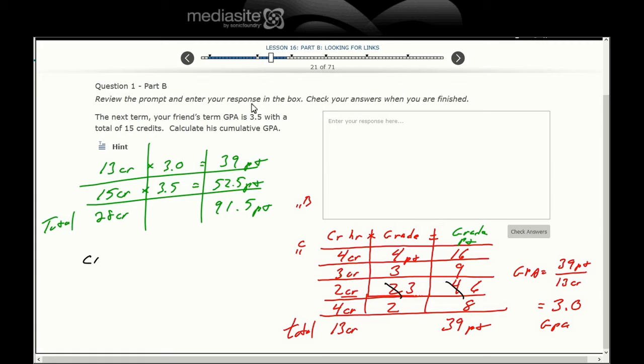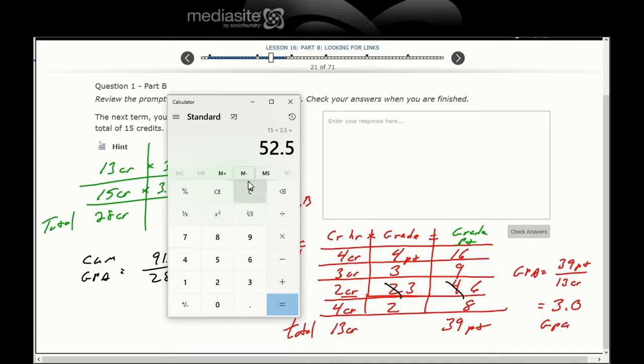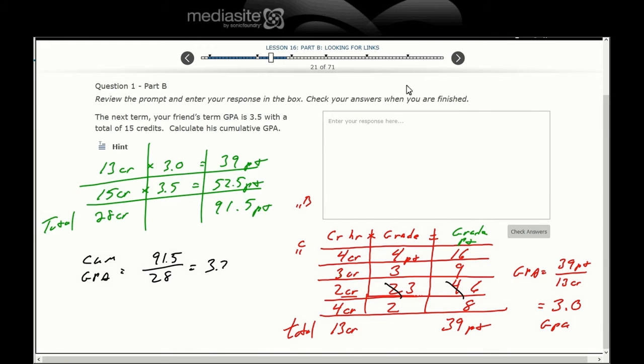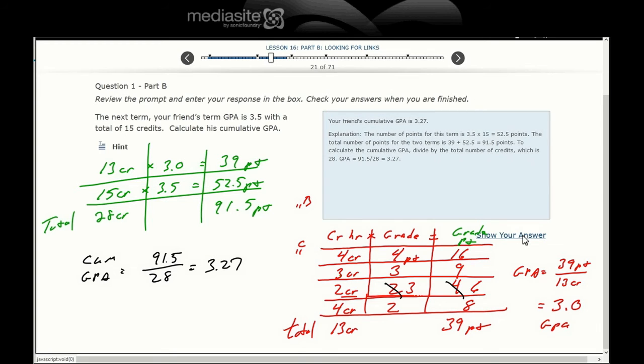So my new cumulative GPA should be the points over the credits, or 3.27 GPA. It went up. That's what we did.